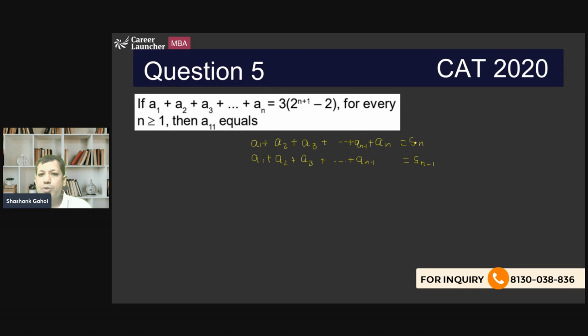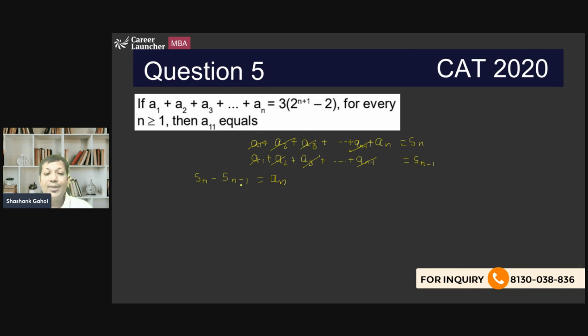So if I subtract the second value from the first value, I am going to get Sn minus Sn minus 1, and that is equal to, everything cancels out, right? So what is remaining? That is equal to an, right? So what is going to happen?